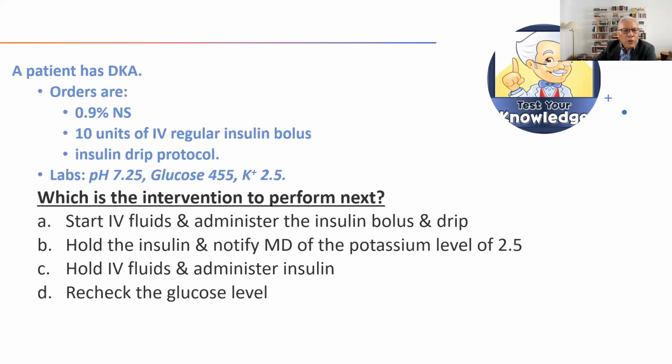Okay, so you have a patient who has DKA, and the orders are for you to start normal saline, 10 units of IV regular insulin bolus, and an insulin drip protocol. The labs are showing a pH of 7.25, a glucose of 455, and a potassium of 2.5. Which is the intervention to perform next?